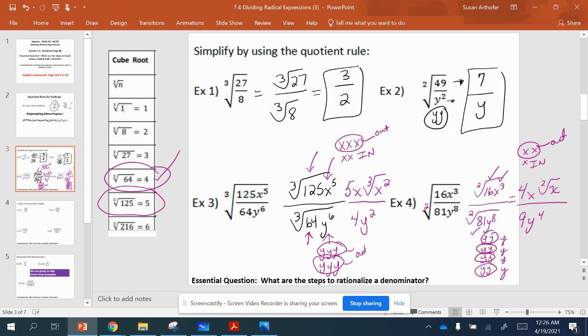Okay, so it's the same work. It's just that you have to do the work in the numerator and the denominator. All right, a couple more on the next page here. You can hit pause if you need a moment.